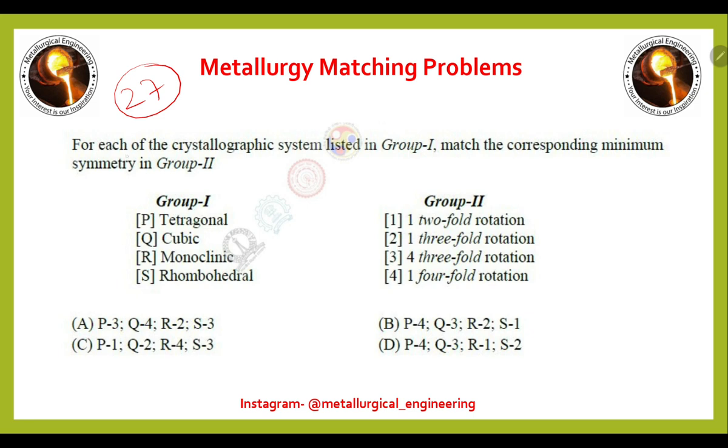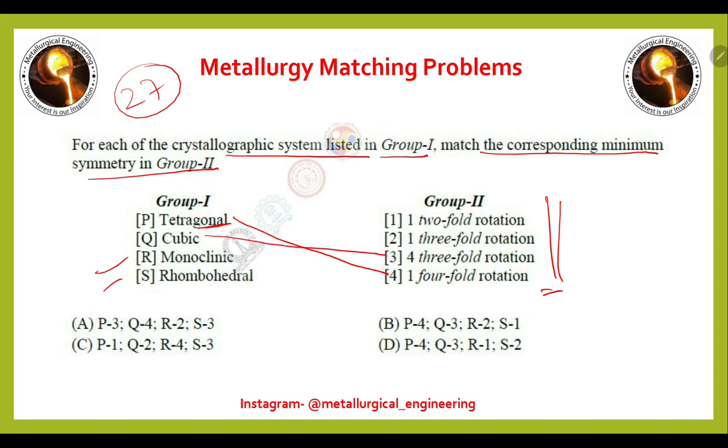In this 27th problem, for each of the crystallographic systems listed in group 1, match the corresponding minimum symmetry in group 2. These are the corresponding symmetries. So tetragonal matches with 1 4-fold, cubic with 4 3-fold, monoclinic with 1 2-fold, and rhombohedral with 1 3-fold rotation. So the right answer is D part.